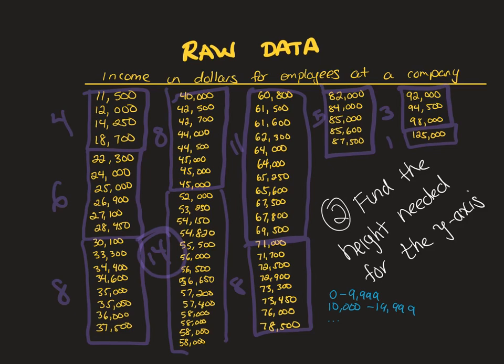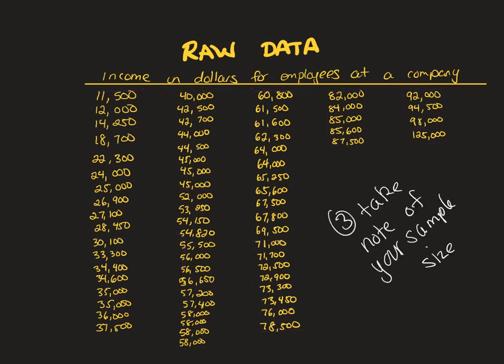So we'll need our y-axis to be at least 15 units tall so that all of our bars will fit and there'll be a little space at the top. It's also a good idea to take note of the sample size. We have 68 pieces of raw data here. We can use that to make sure that the frequency or the height of all of our bars in our histogram are equal to 68. Otherwise, we know we've either added erroneously a piece of data or we missed a piece of data.